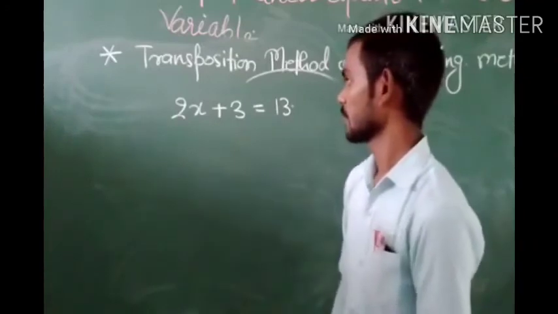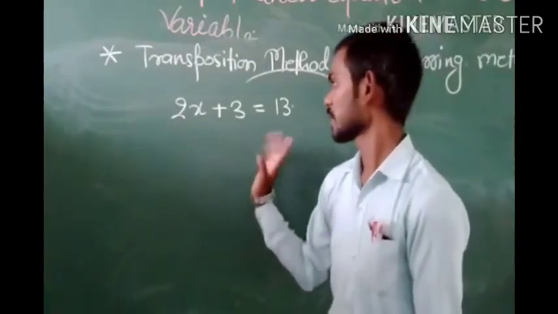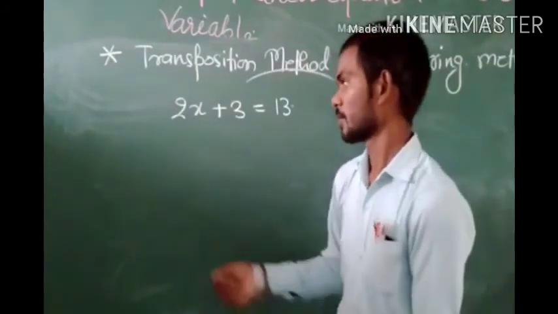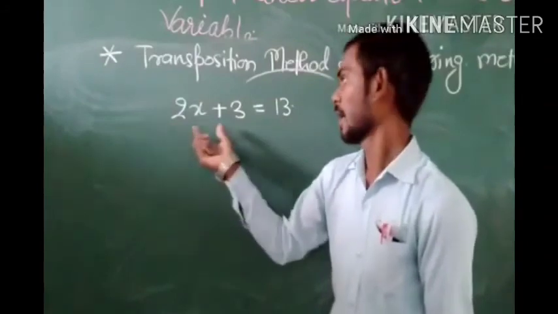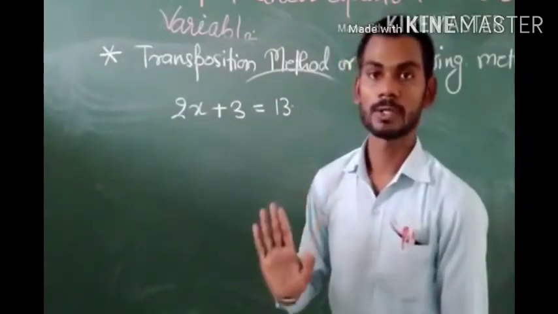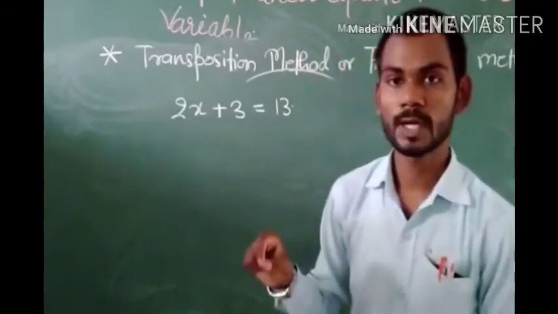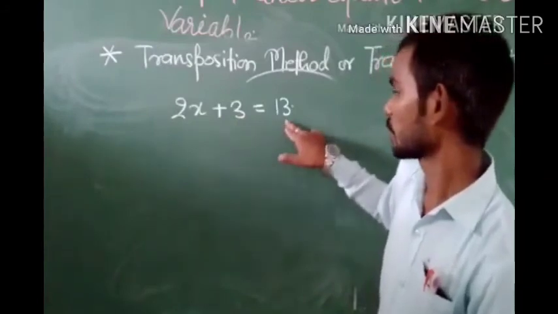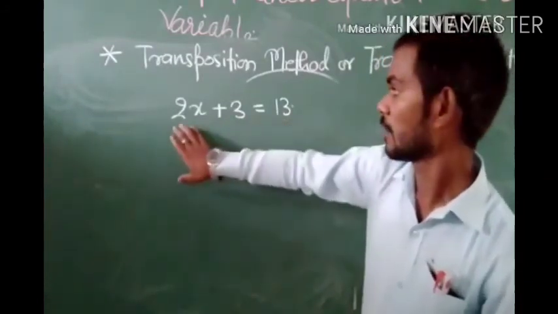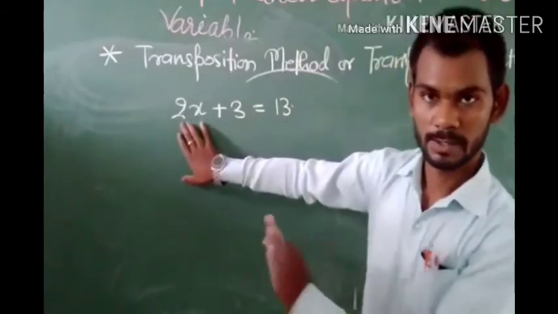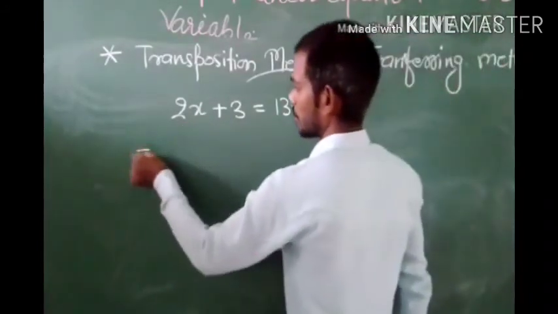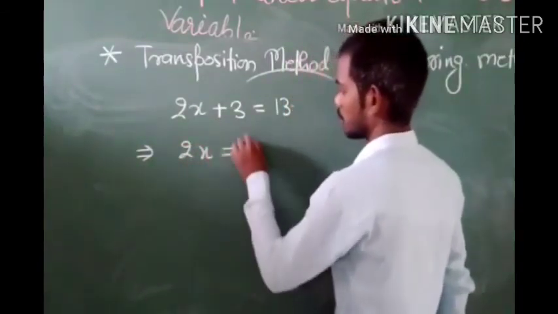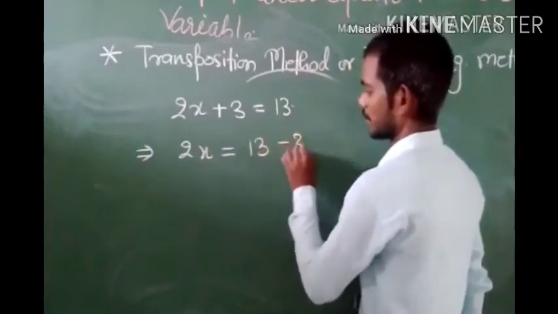How do we solve this? Here we can see that in the equation there is only one variable term, that is 2x, and all other terms are constants. So here we need to transfer only the constant term from the left hand side to the right hand side, and 2x remains the same. Here we get 2x is equal to 13 minus 3.